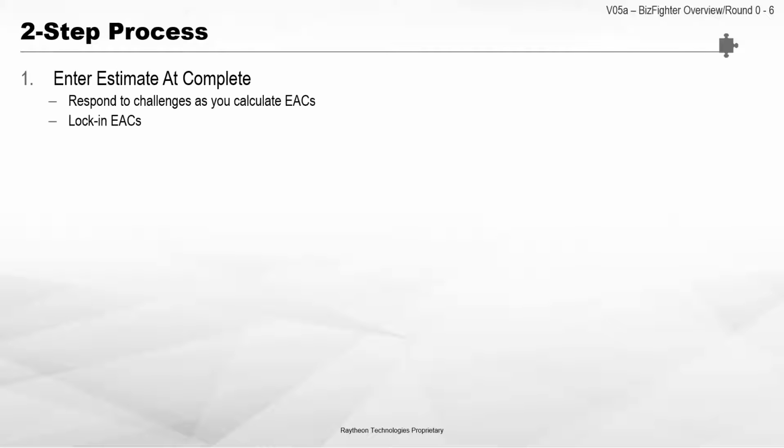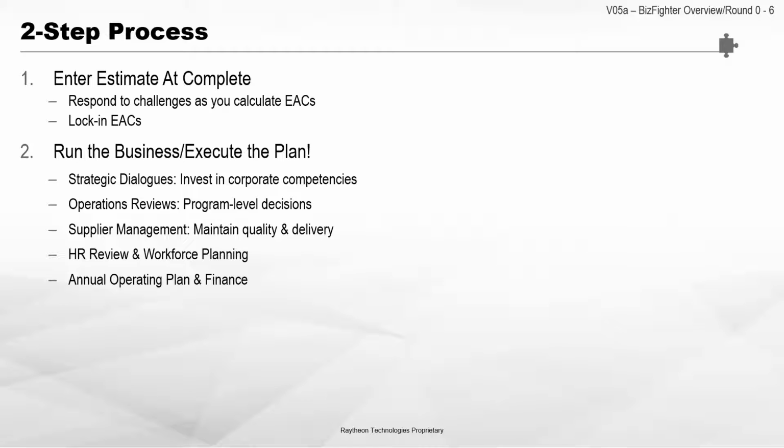Really, what you're doing as you run this company is a two-step process. Step one is to do your EACs. Adjust your estimates to complete, enter risks and opportunities as you see fit, etc. And we're going to throw some challenges at you in the form of memos that you can respond to and then adjust your EACs accordingly. And then you're going to lock into your EACs and you're stuck with those estimates.